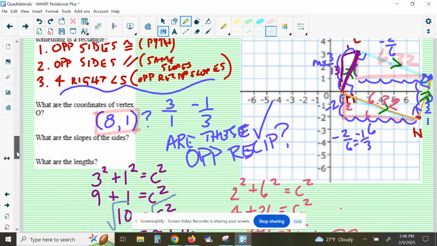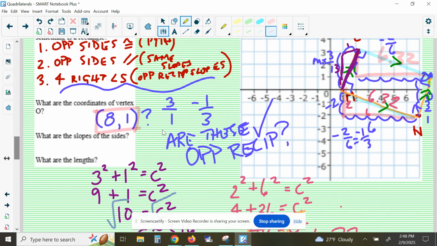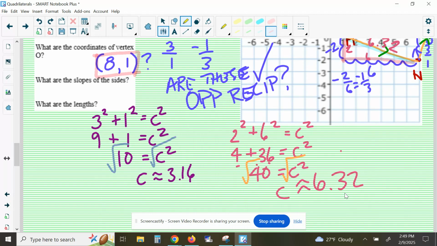And then what are the lengths? Two of the sides we came up with had a length of 3.16. That would be this side and this side, the short sides. And then we had the other two lengths at 6.32 approximately. So you are going to do the rest of this paper. Don't just do these two videos. Try to do the exact same thing the way we did these.